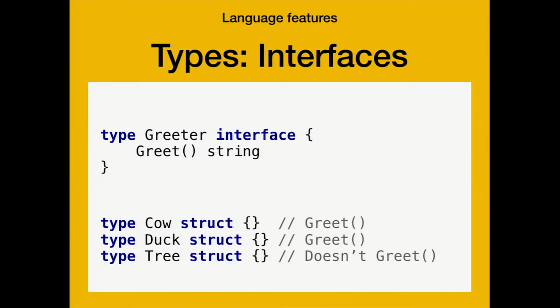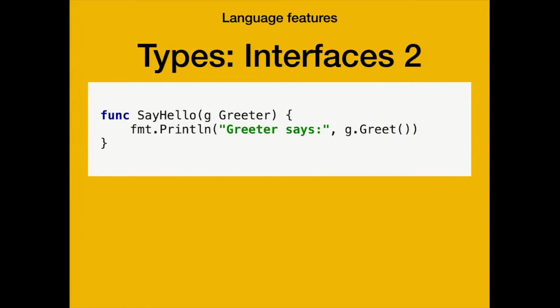So when we have a tree, for example, the cow greets and the duck greets, so they both implement the greeter interface, but the tree does not, because the tree just stands there. This is implicit, and very transparent. You don't have to worry about that. That's what I want to illustrate with how interfaces are declared: implicitly.